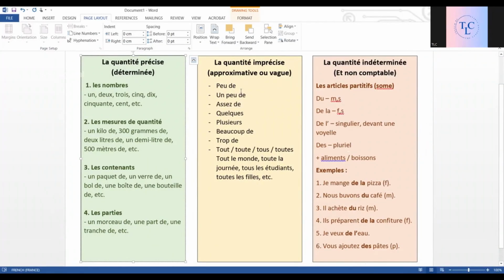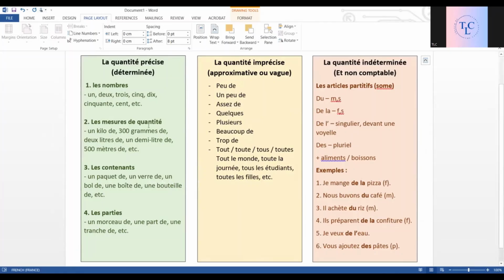Here also peu de. Un peu de, beaucoup de. We cannot say beaucoup des livres. Beaucoup de livres. That itself is an adverb, we don't change it, the de doesn't change. And here it has different forms. Les articles partitifs: du, de la, de l', des, when the quantity is not known. As simple as that.